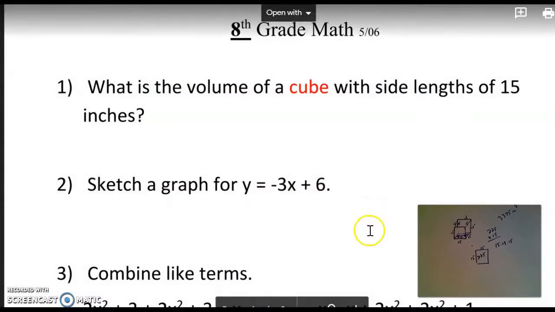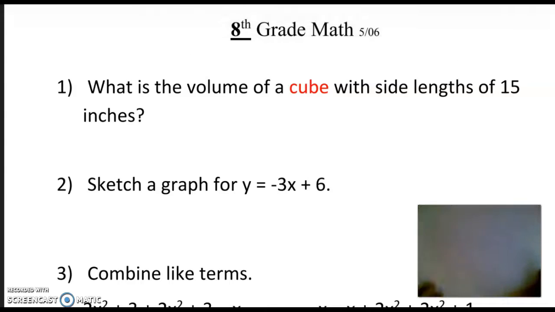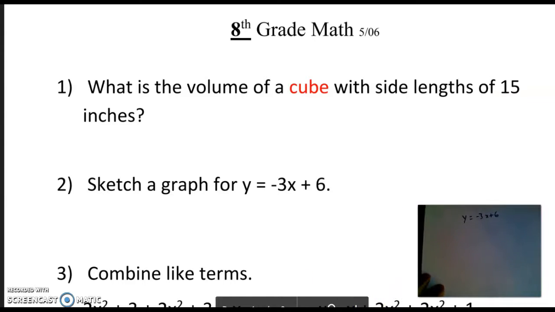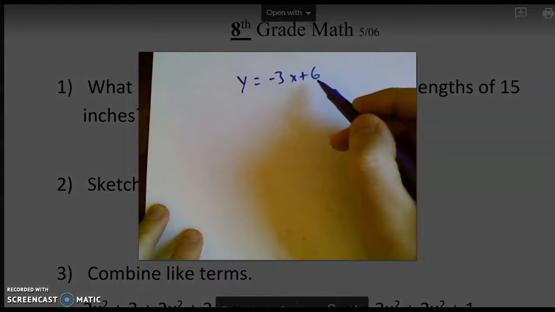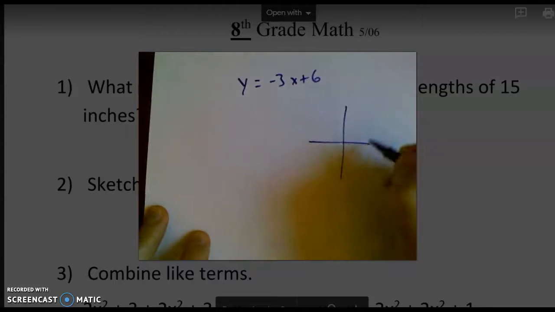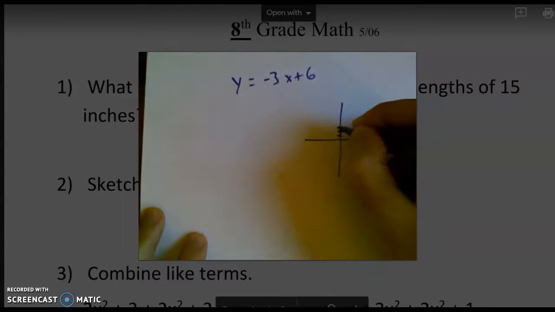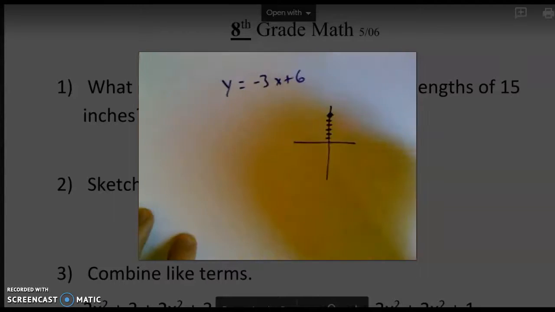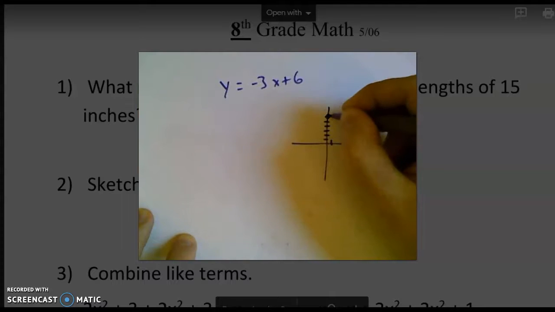The second question is asking you to sketch a graph for y equals -3x plus 6. So this, of course, is a linear equation. And with linear equations, they tell you one thing immediately, and that is the y-intercept. When I sketch the graph, I could right away go to +6, 1, 2, 3, 4, 5, 6, on the y-axis. And then the -3 tells me whenever I go over 1 unit, the value is going to go down 3 units. So I could just say over 1, down 3, 1, 2, 3.